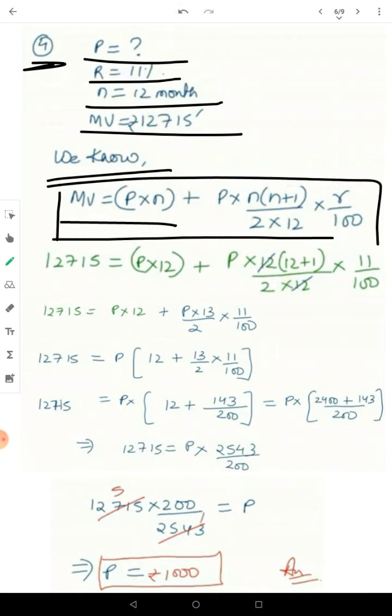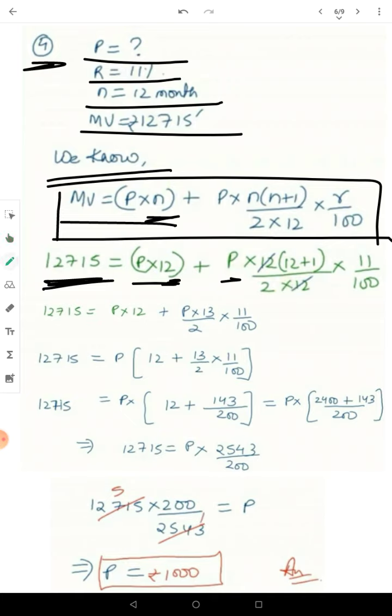I will just make a clear box. So 12,715, that is the maturity value, is equal to P, the principal that we don't know, so just write P there. N we know is 12 months, so we write 12, plus P into 12 into (12 plus 1) upon 2 into 12 into 11 upon 100. So 12,715 is equal to P into 12 plus P into 13 upon 2 into 11 upon 100. Just see the steps and see the answer. P you will get as rupees 1,000.